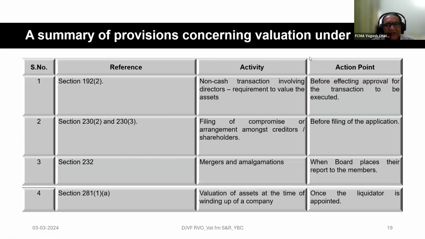I will request you to refer to the provisions of subsection 2 of section 192 in that regard. I hope that will give a reply to your specific query. Any further query, Gupta sir?